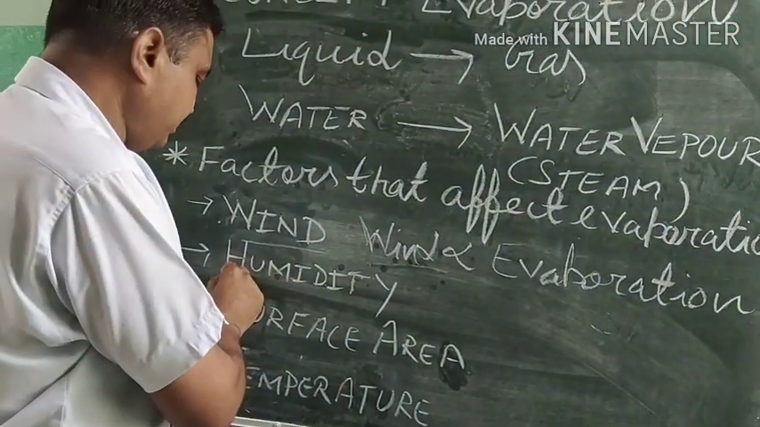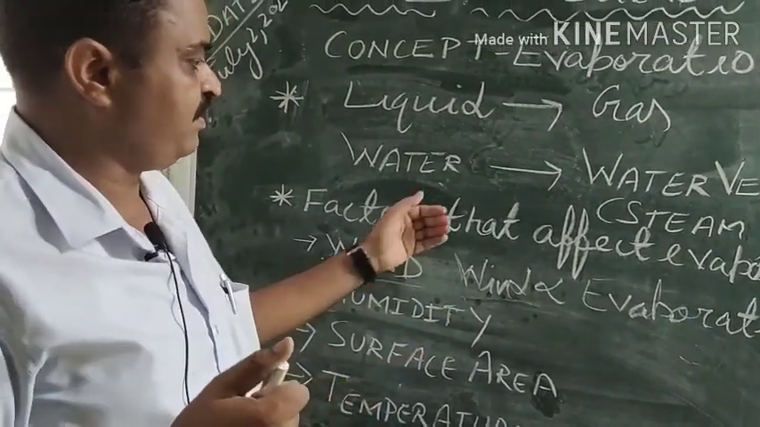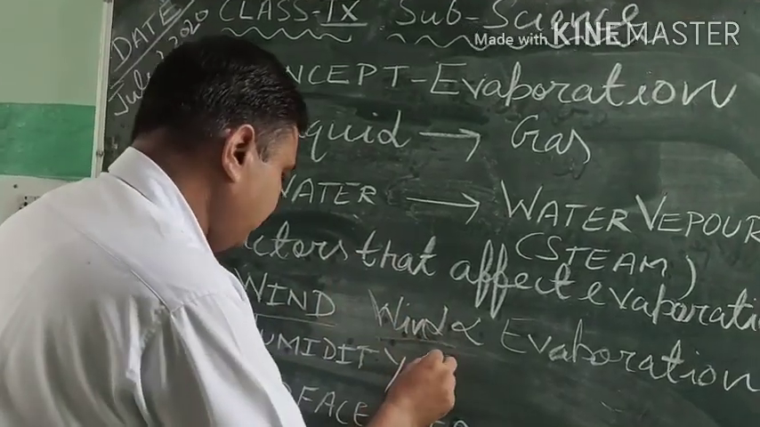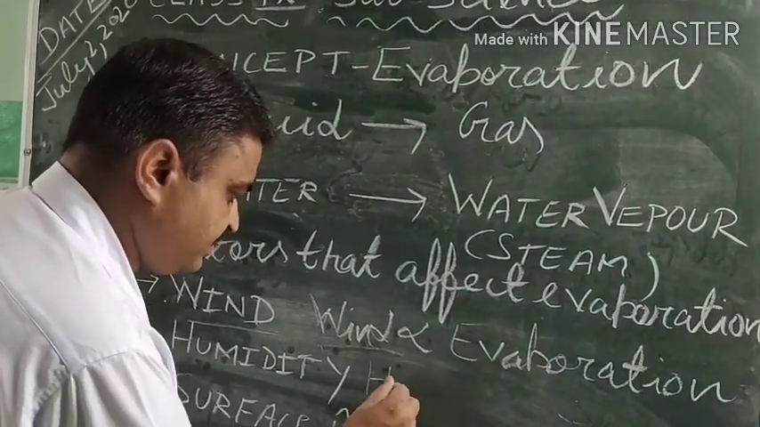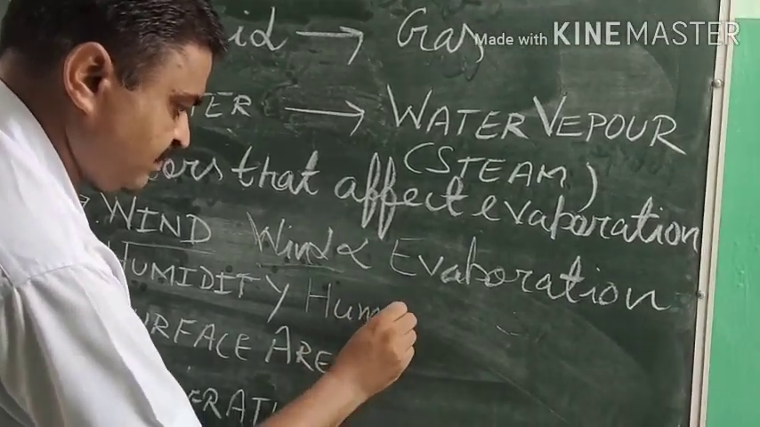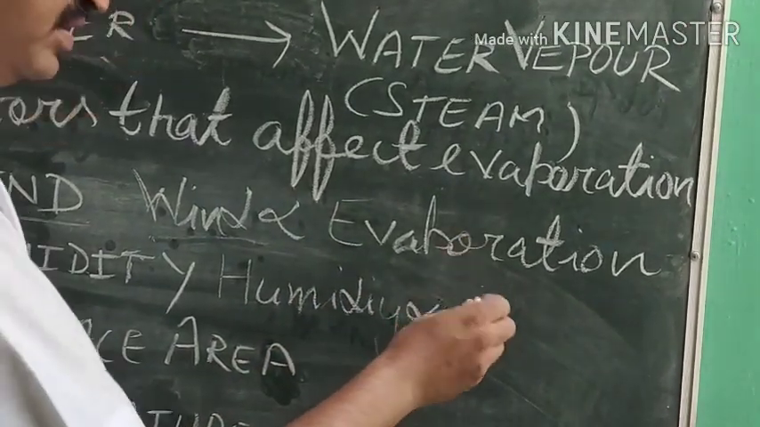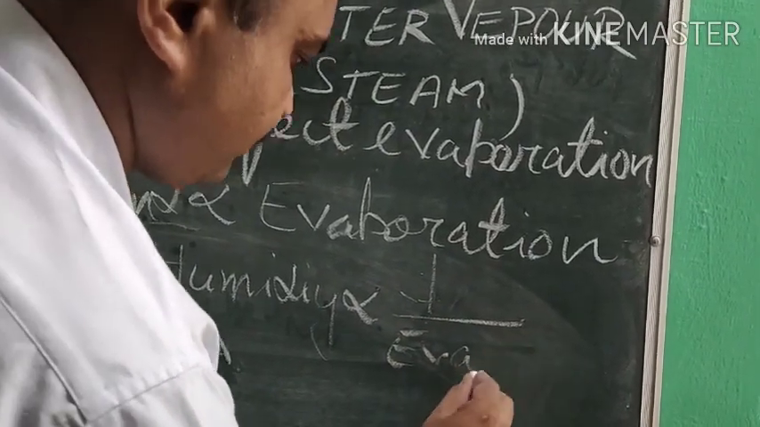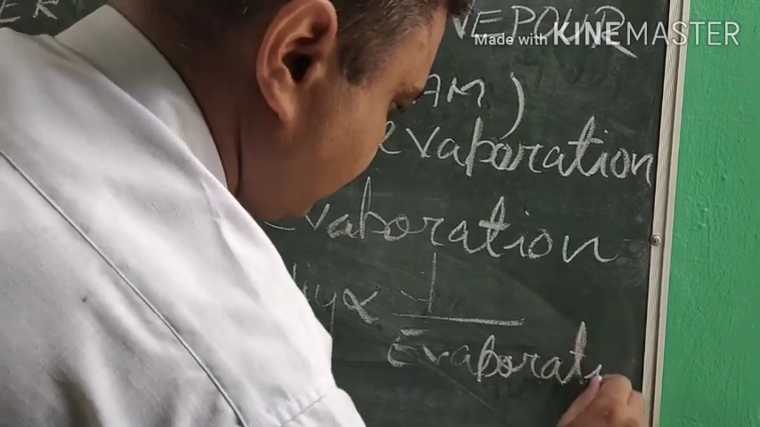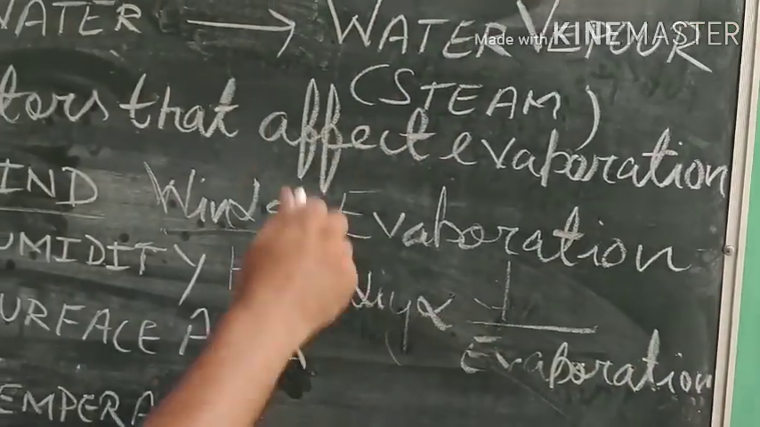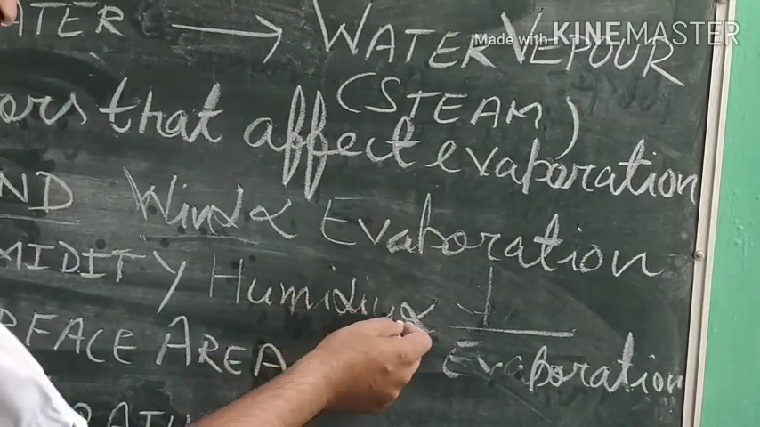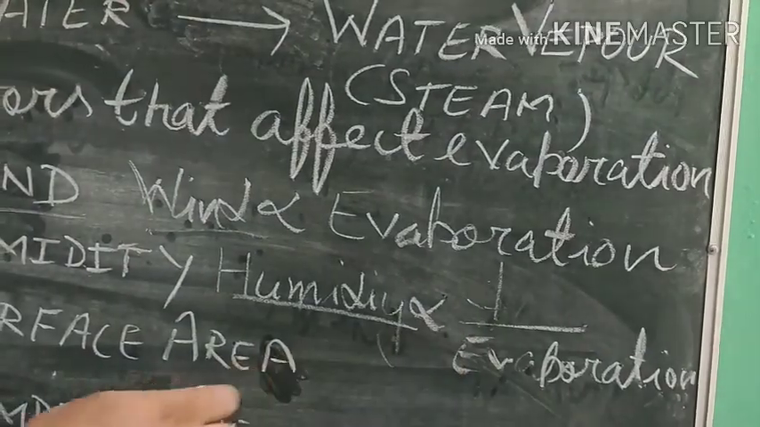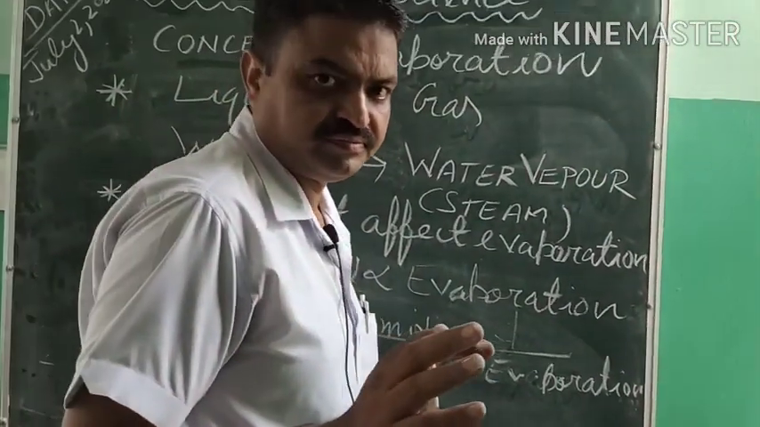Now we come to the next factor on which evaporation depends, that is humidity. Humidity is inversely proportional to evaporation. What does it mean? It means if the humidity is increased, then the speed of the evaporation is decreased.